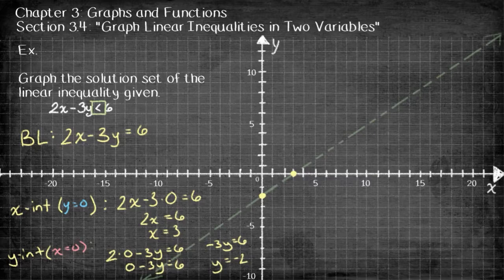The last step here is to pick a test point that's not on the boundary line. I'm going to go to Old Faithful, (0, 0), and check whether or not that point works. Okay, so since 0 is less than 6, solutions are going that way. Then we just fill it in.